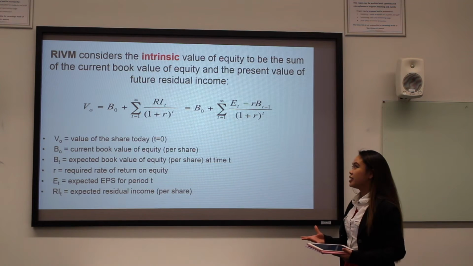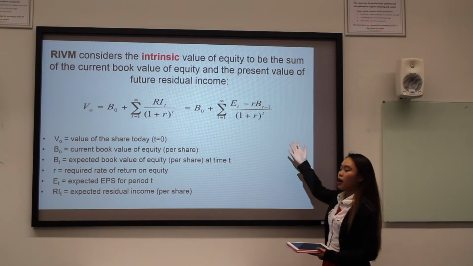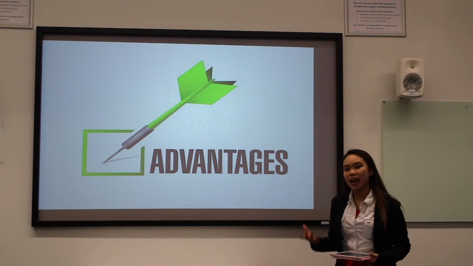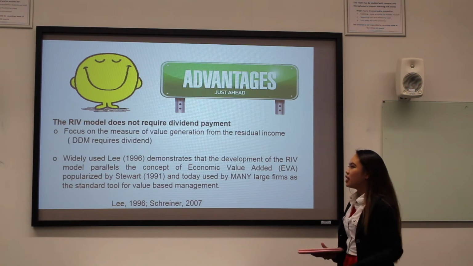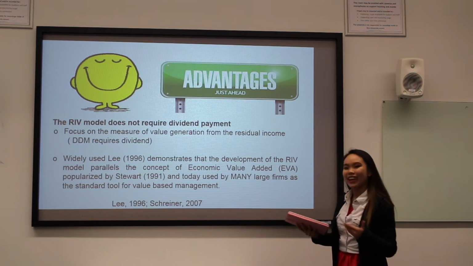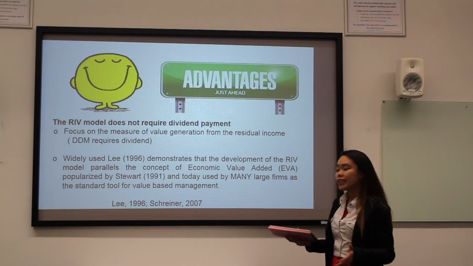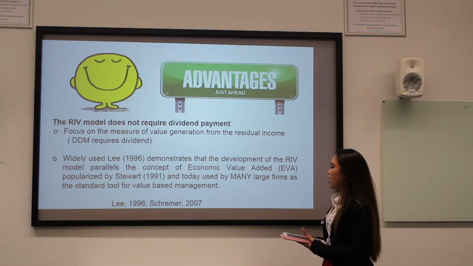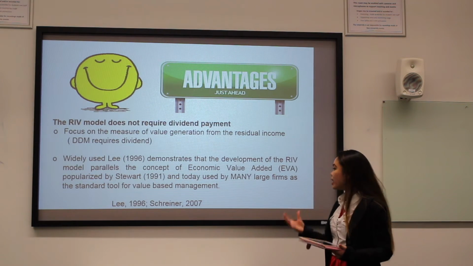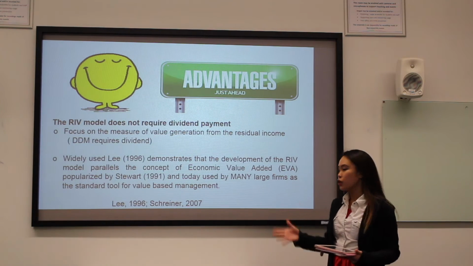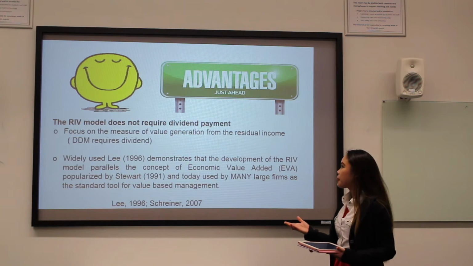The RIVM considers the intrinsic value of equity, and this is a rough formula of RIVM. But what are the advantages? So one of them is it does not require dividend payment. So it focuses on the measure of value generation from the residual income, and this contrasts with DDM that requires dividend. And also supported by Lee and Schreiner, it's currently used by many large firms such as UBS and Credit Suisse as a standard tool for value-based judgment and management.